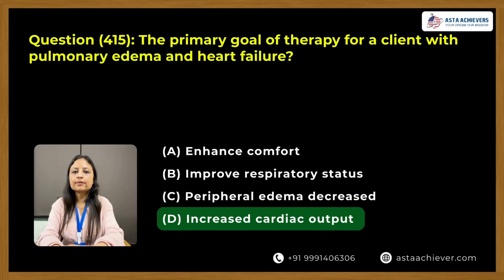Question number 415. The primary goal of therapy for the client with pulmonary edema and heart failure is: option A, enhance comfort; option B, improve respiratory status; option C, decrease peripheral edema; and option D, increase the cardiac output. So option D, increase the cardiac output, is the correct answer.